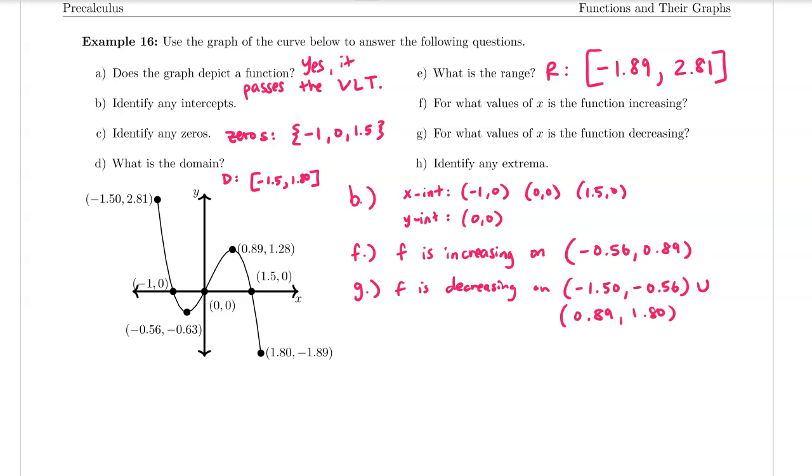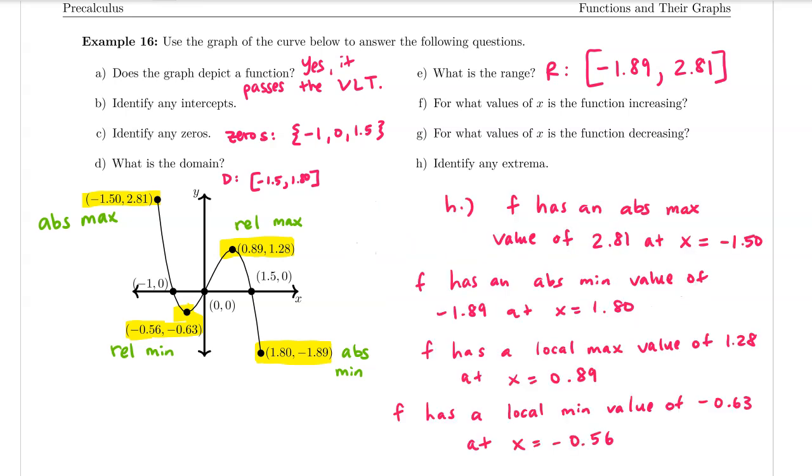Part H says identify any extrema. So let's start with the absolutes. Here, this is the highest point that's available on my graph. So this would be an absolute maximum. Next, we have the lowest possible point on our graph, and that's happening right here. So this would be an absolute minimum. Then remember, I called relative maximums peaks and relative minimums valleys. So here I have a little mountain peak, and here I have a valley. So this would be a relative or local max, and this one would be a relative or local min. Remember, you can use relative and local interchangeably.